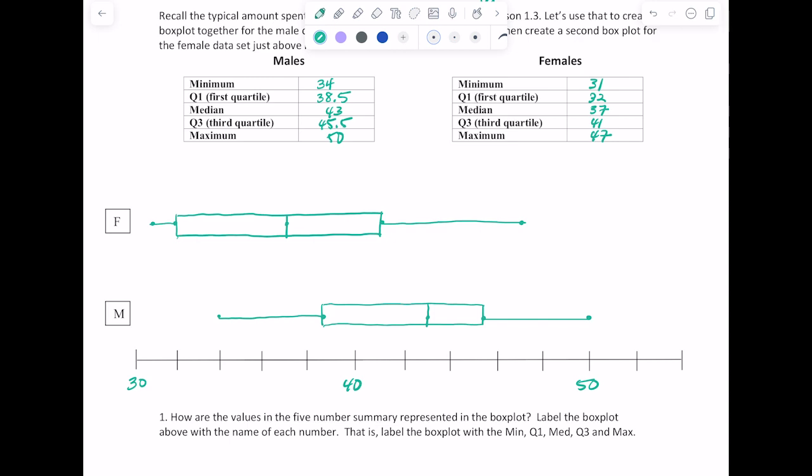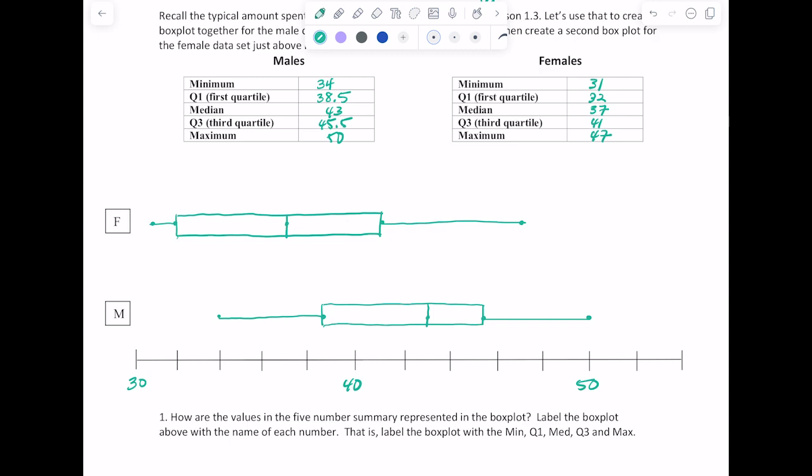So by looking at these box plots, we can determine a center, a shape, and a spread for each, and then compare. So feel free to pause the video and take a look at both graphs and compare the box plots and what do you notice about the box plots.